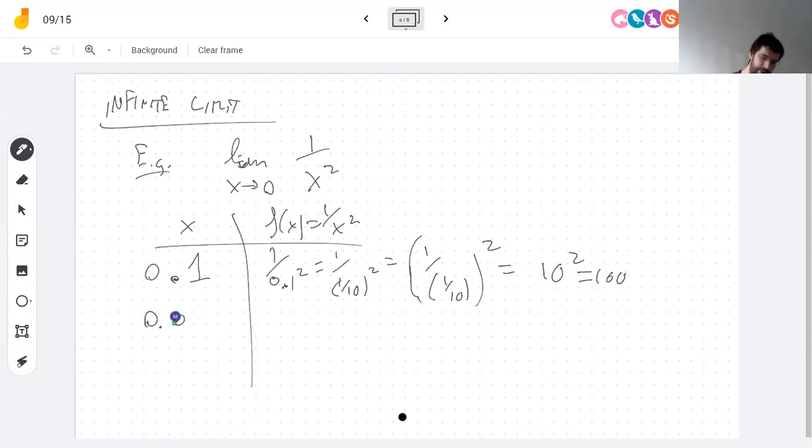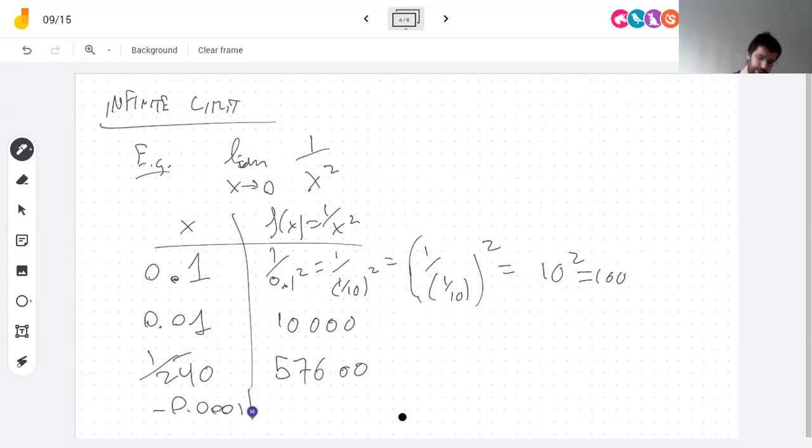If I make x equal to 0.01, here I get 10,000. If I make x equal 1 over 2400, I get 5,760,000. If I do a negative number, this is symmetric. So these numbers are not approaching any number, but something is happening. What is happening with these numbers?